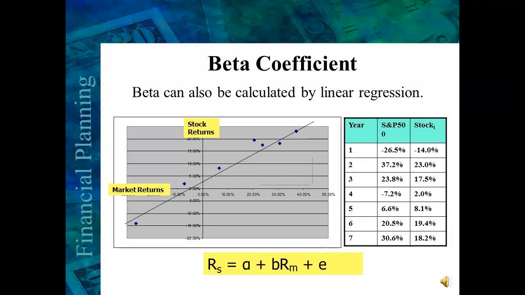Beta can also be calculated by linear regression. Notice on this graph that the return of the stock is plotted along the y-axis and the return of the market is plotted on the x-axis. Once all the points are plotted, the regression line can be calculated. Beta is described by the slope of the regression line.